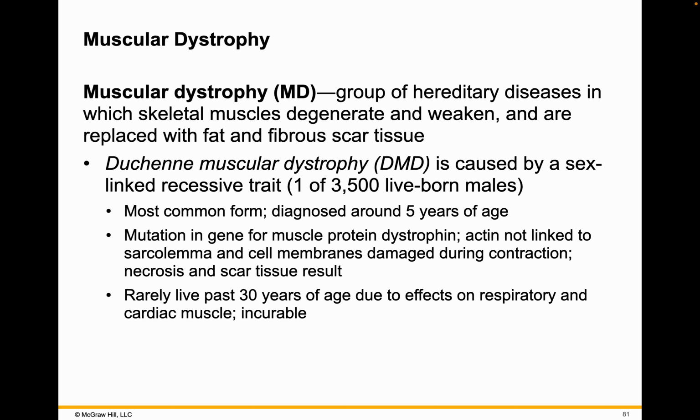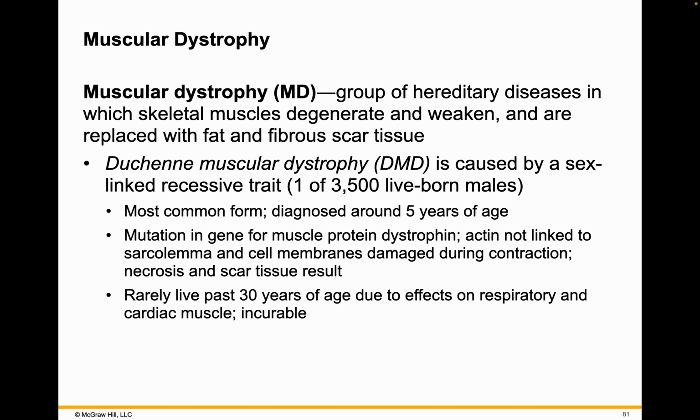Muscular dystrophy is a group of hereditary diseases in which the skeletal muscle degenerates and weakens and is replaced with fat and fibrous scar tissue. Duchenne muscular dystrophy is caused by a sex-linked recessive trait. Its prevalence is about 1 in 3,500 live-born males. It's the most common form, diagnosed generally around 5 years of age.